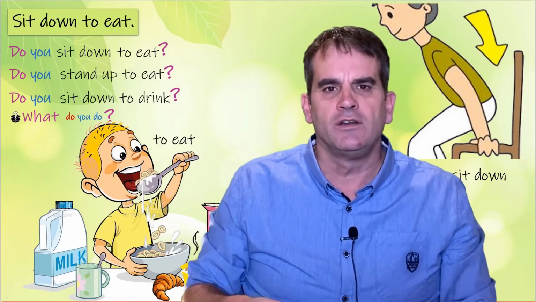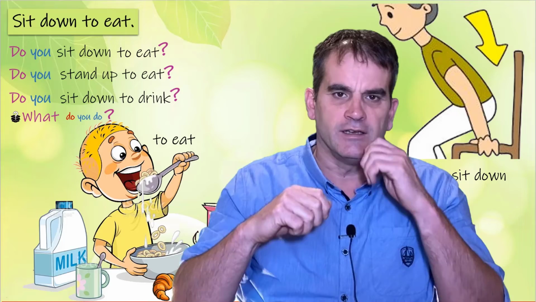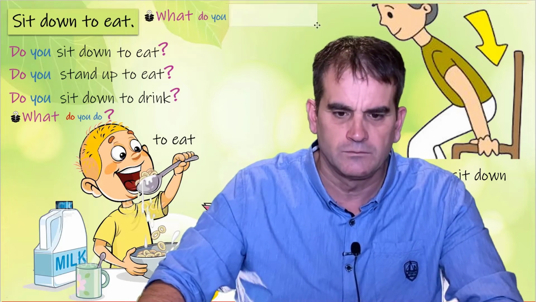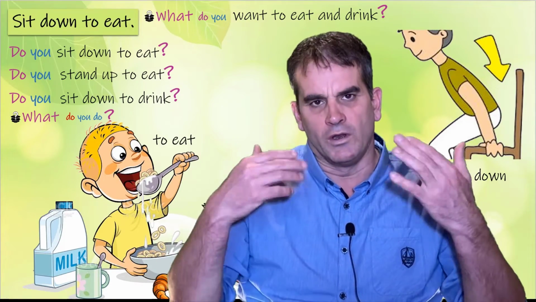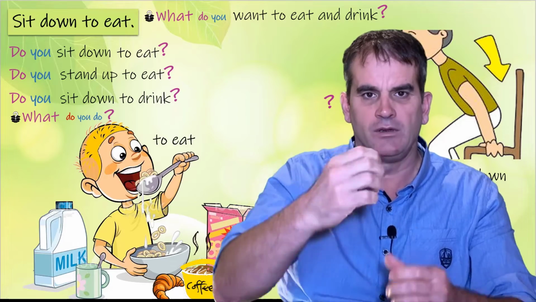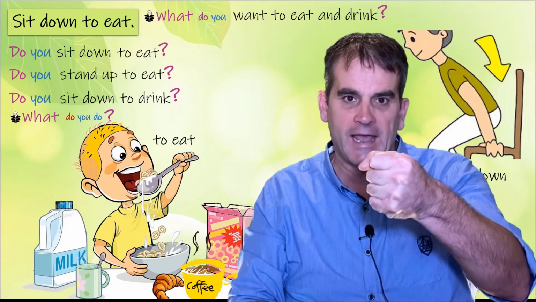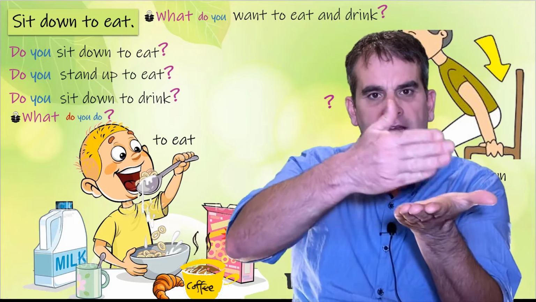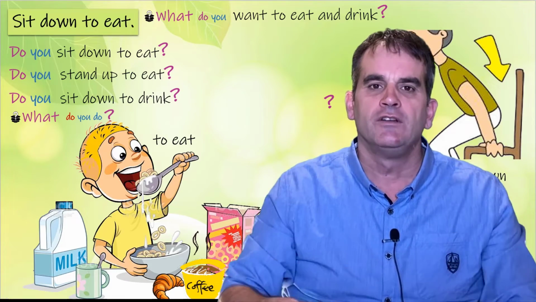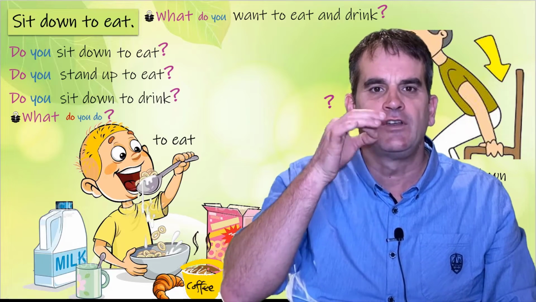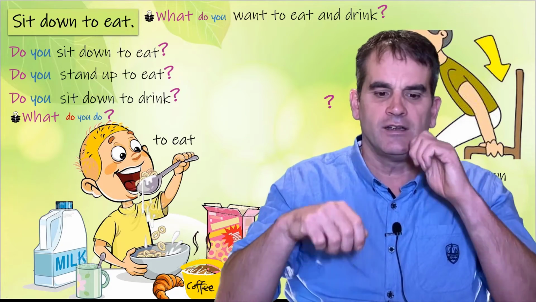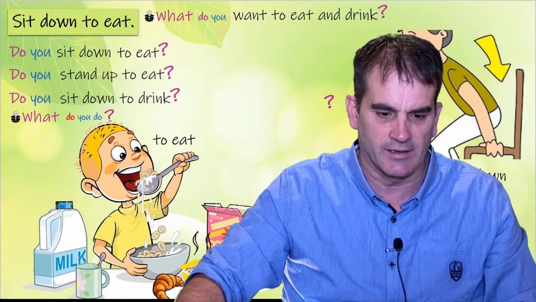So what do you want to eat? And what do you want to drink? Well, you want to eat some cornflakes with some apple, some banana, some pear, and a peach cut up into little pieces. And you want to drink a nice cup of coffee. And you want to eat a croissant. This is a croissant here.